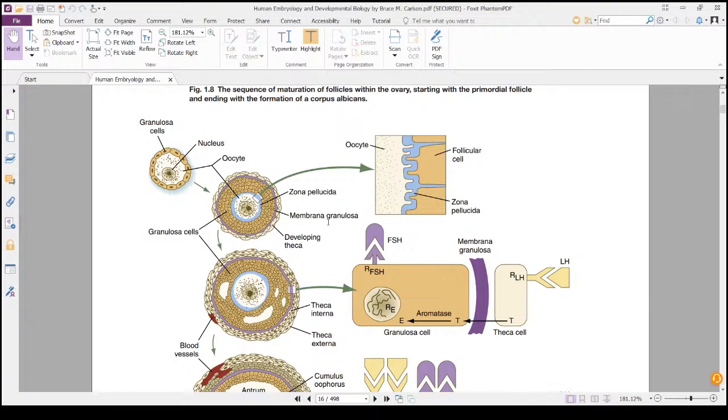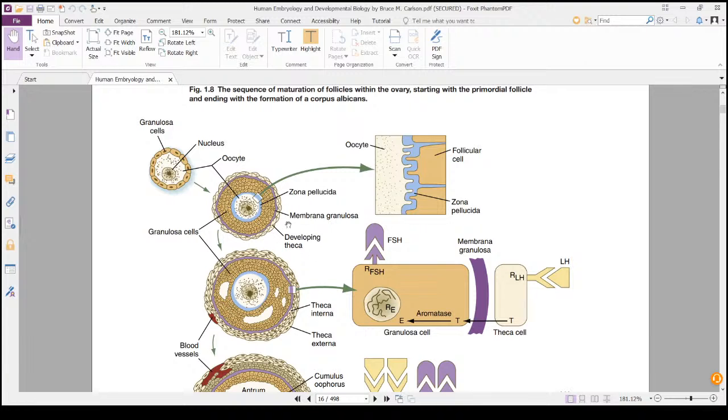Basement membrane connects, always know this: granulosa cells are epithelial cells in nature, and the basement membrane connects epithelial to connective tissue. They are made up of the basal lamina and the reticular lamina. If you have studied the basal membrane in class 11, it is made up of basal lamina and reticular lamina. That is, the basal membrane is a membrane which connects the epithelial to connective tissue. Always remember. So the basal membrane here is the membrana granulosa.